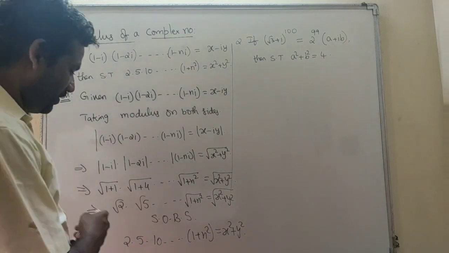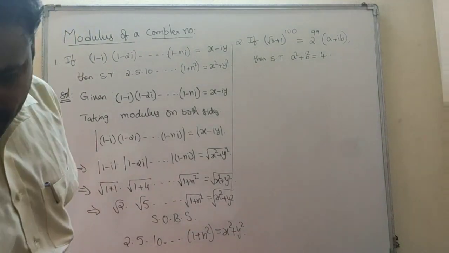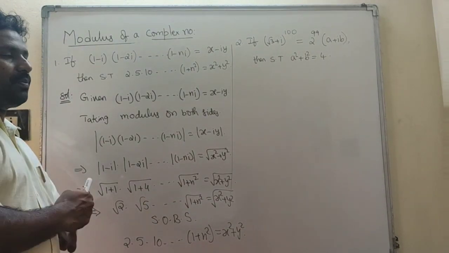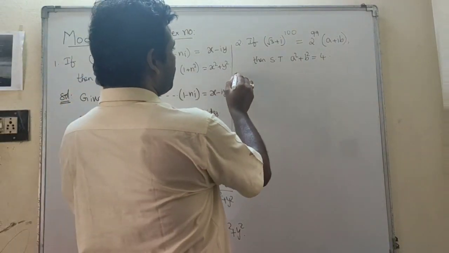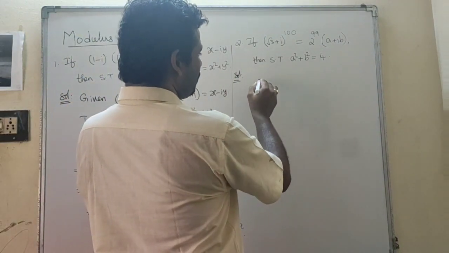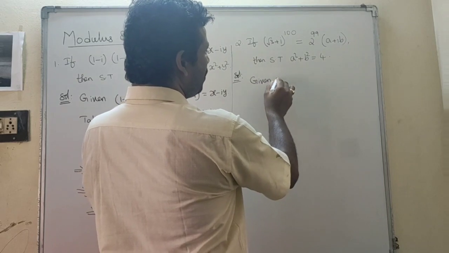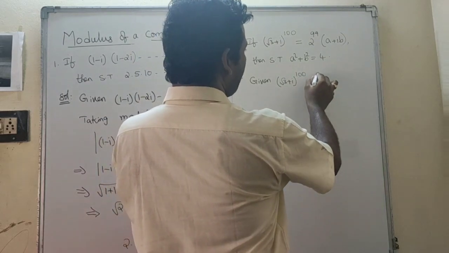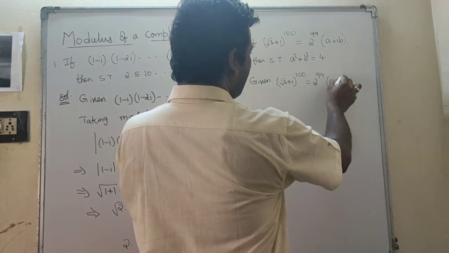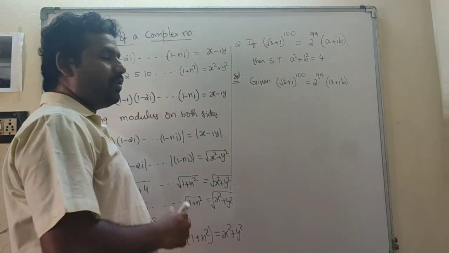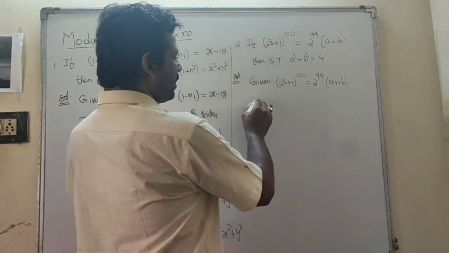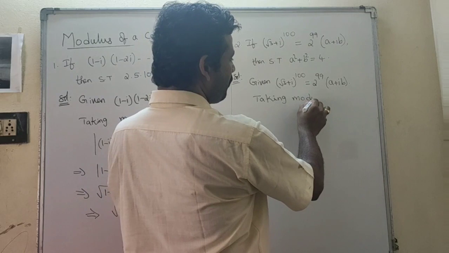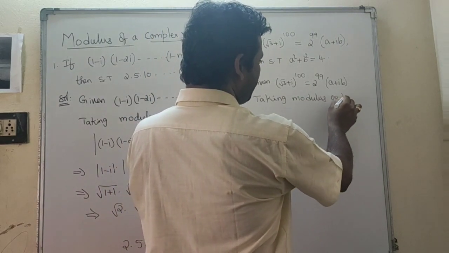So 2 into 5 into 10 and so on, 1 plus n square equals x square plus y square. Now see this one. How do you apply the property? What is given? (√3 + i)^100 = 2^99 (a + ib). Now take modulus on both sides.